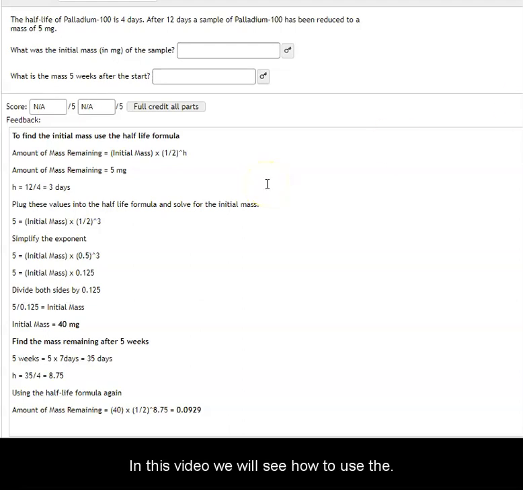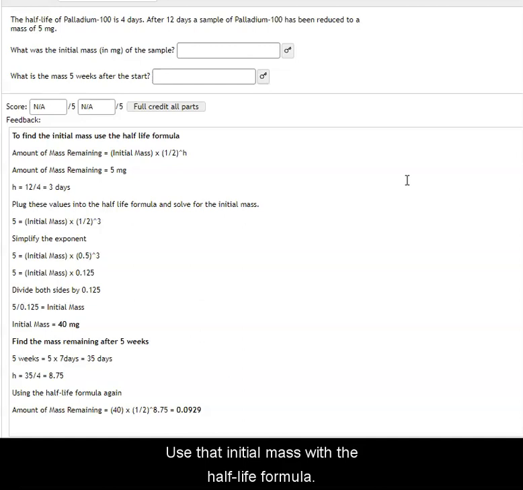In this video, we will see how to use the half-life formula to find the initial mass of a decaying substance and then use that initial mass with the half-life formula to find how much of that decaying substance remains after a certain number of weeks.